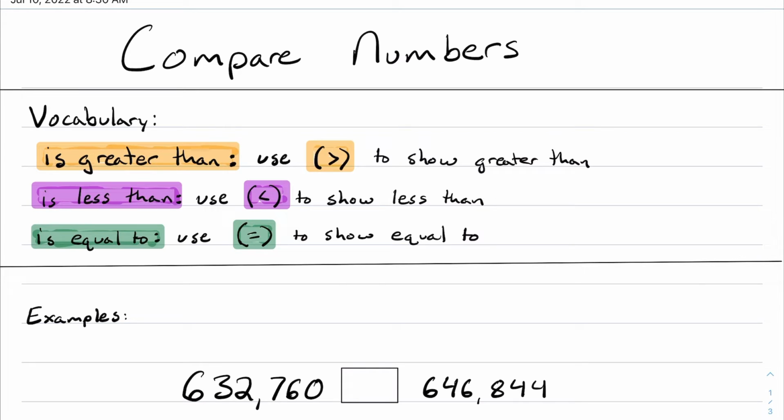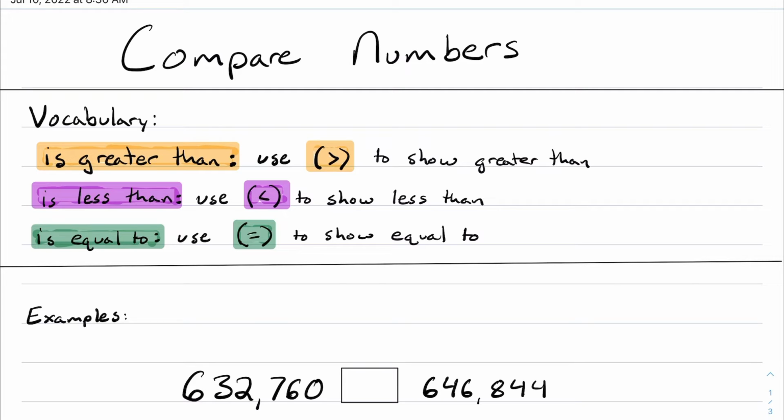As always, if you're following along and taking notes, feel free to pause the video and then replay it when you're ready to go. We're going to start with a few vocabulary words. We have is greater than, and you can use the greater than symbol to show a number greater than another. And then you have is less than, and you use the less than symbol to show that. And you have is equal to, and you're going to use the equal sign to show that.